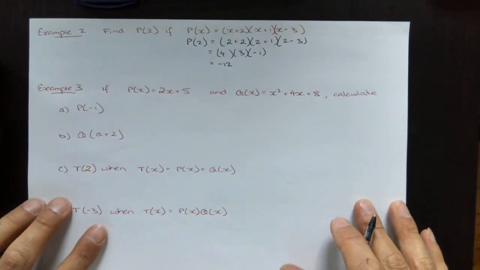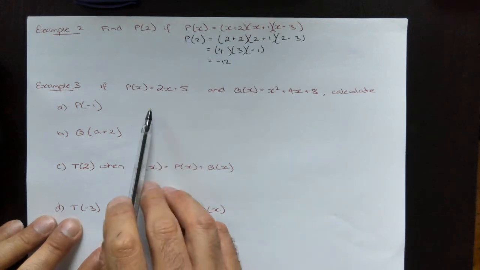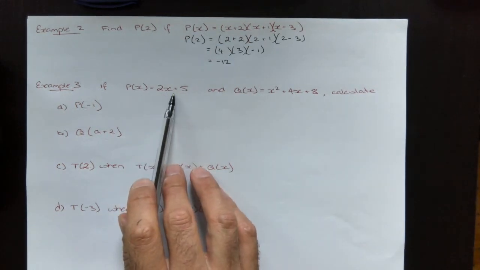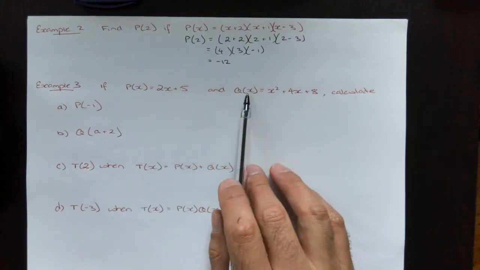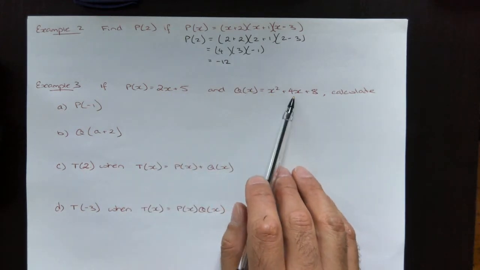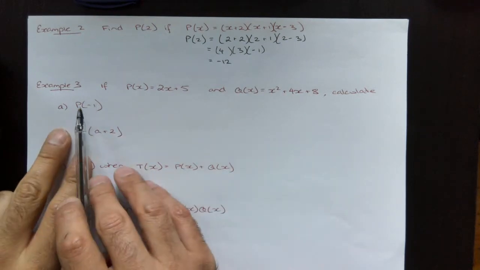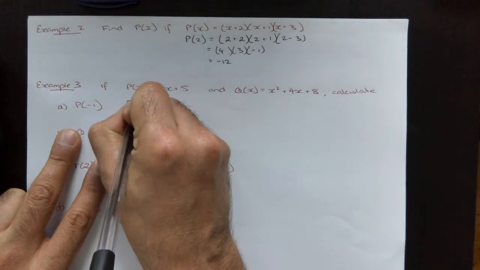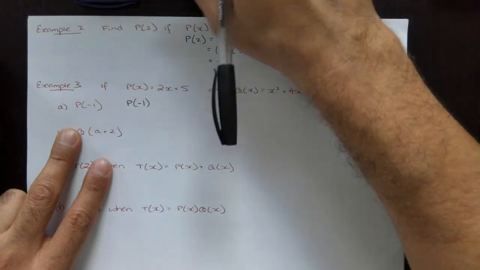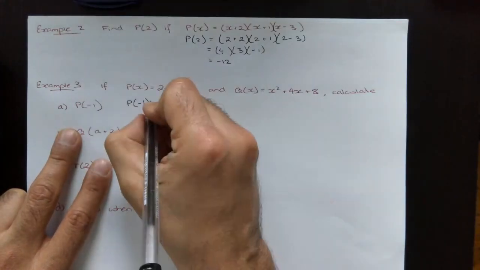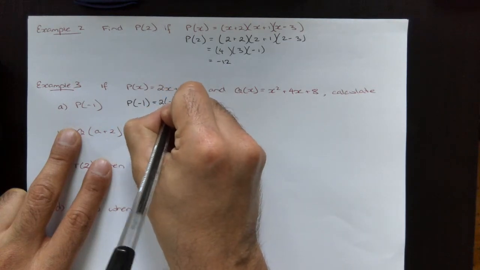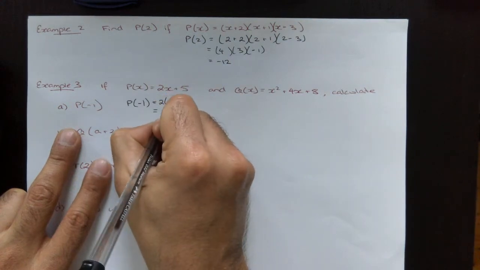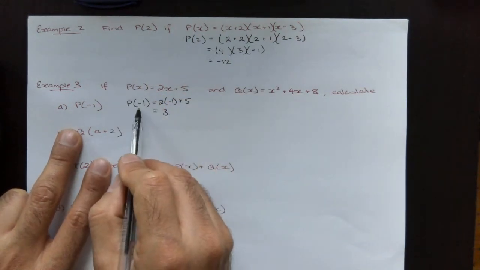Okay. Example 3, we get a polynomial. We've got p of x equals 2x plus 5, which is linear or degree of 1, and we've got q of x equals x squared plus 4x plus 8, and we want to calculate p of negative 1. So we're not going to worry about q for the time being. We're just going to plug in negative 1 every time that we see x. So 2 lots of negative 1 plus 5. Well, that's negative 2 plus 5, so that's 3. So this polynomial at negative 1 would be 3.